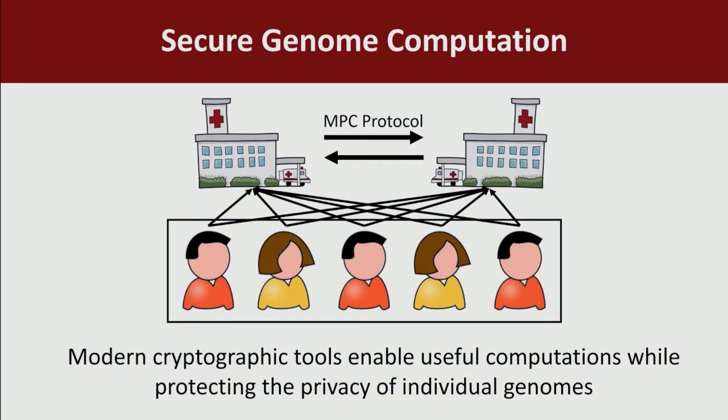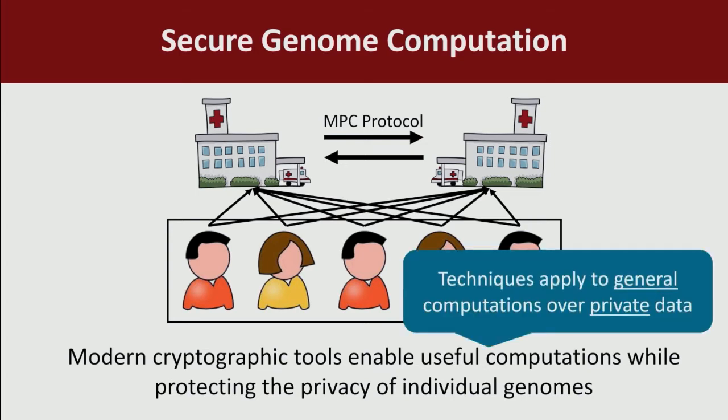So when we are able to perform useful scientific studies that are able to identify genetic causes of certain diseases, computing in something like 3 days is actually well within the realm of reason. So the high-level takeaway that I want you to understand from the first part of this talk is that using modern cryptographic tools, we can actually enable useful computations while protecting and maintaining the privacy of the individual genomes that go into these kinds of computations.